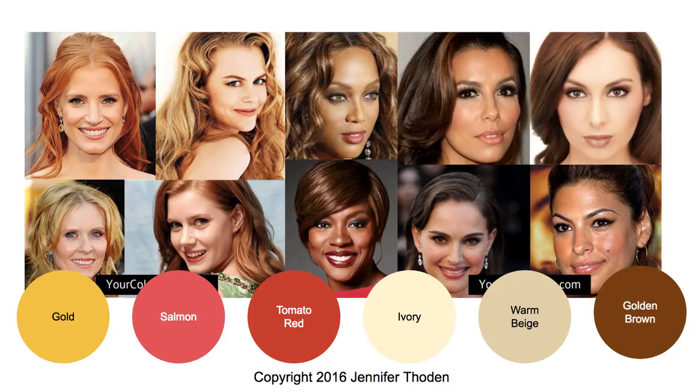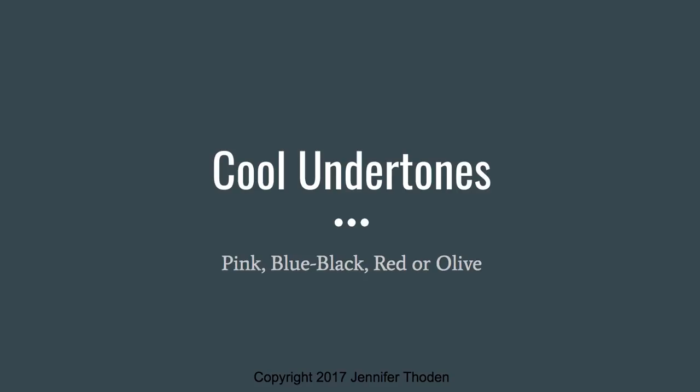Salmons look wonderful on you. Tomato reds, that's that orangey red, will look beautiful on you. Ivory versus white, ivory and warm beiges, and golden browns. All those colors just look perfect on you. And if they don't feel right on you at all, then you might have cool undertones. So let's talk about that.